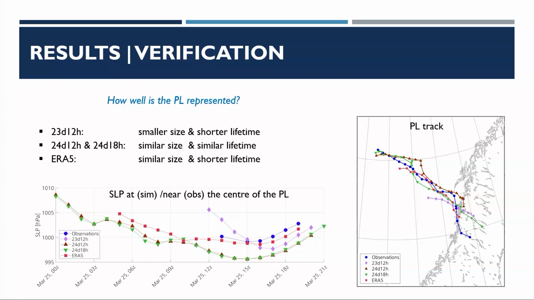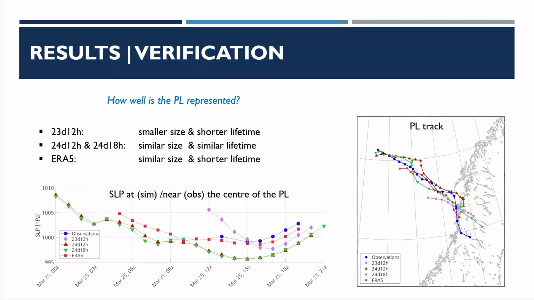And then the figure at the bottom shows the sea level pressure at the center of the polar low. The blue line is the observations, but note that not all observations are used, because I only took the observations that are no more than 25 kilometers from the polar low center. And as you can see, the simulations that start on the 23rd simulate a polar low that is deeper than the observed one, but this could be because the observations are not necessarily at the polar low center. And ERA5 has results that are closer to the observations.